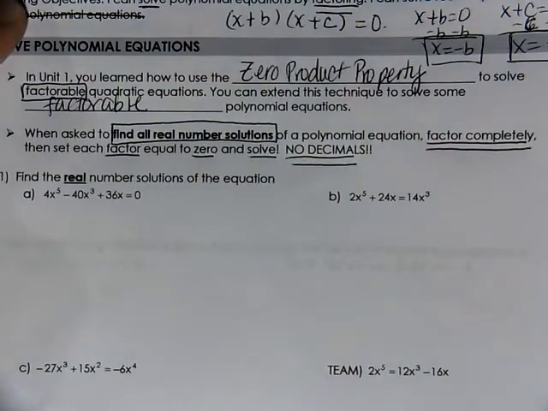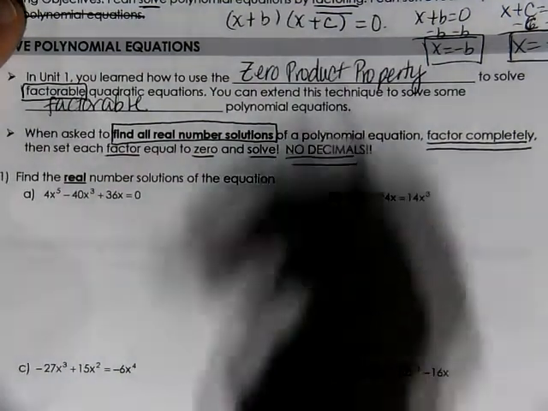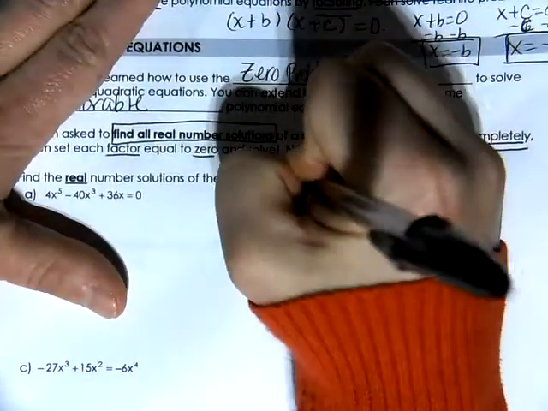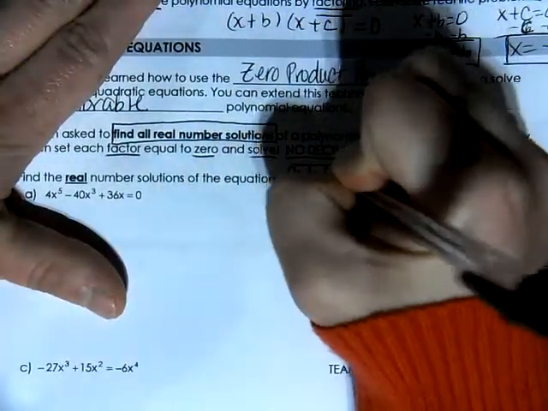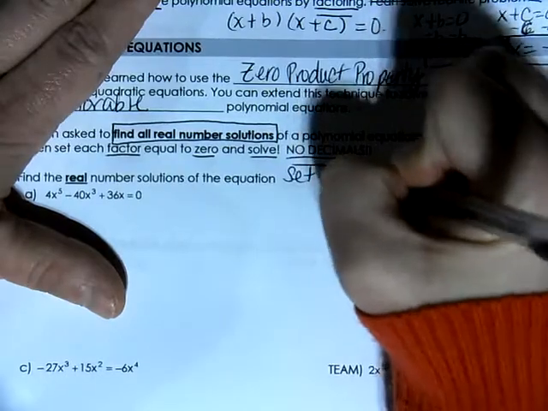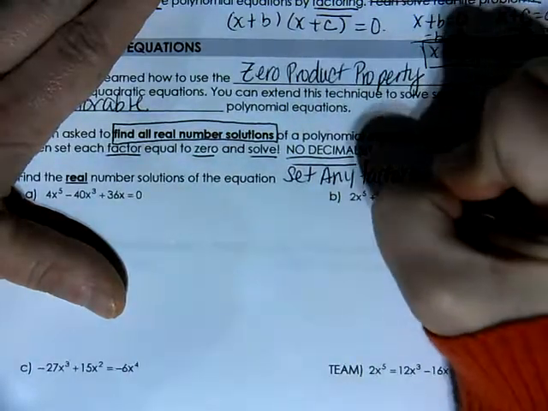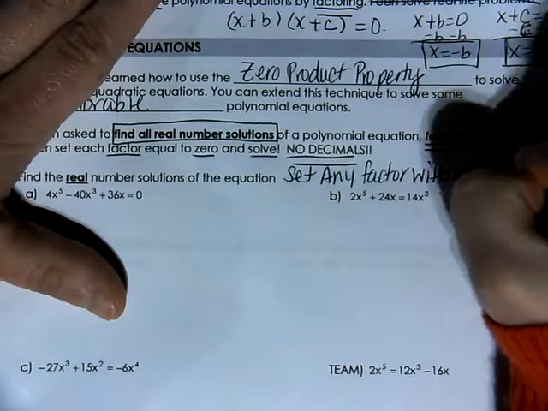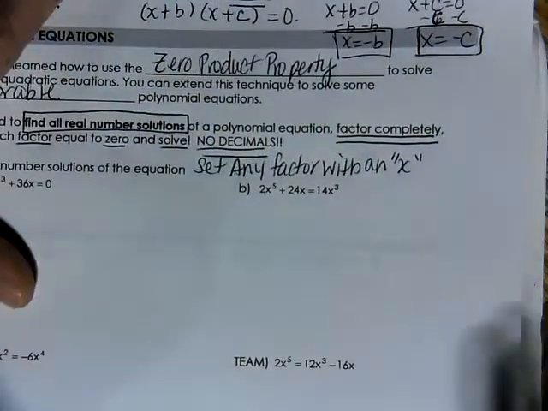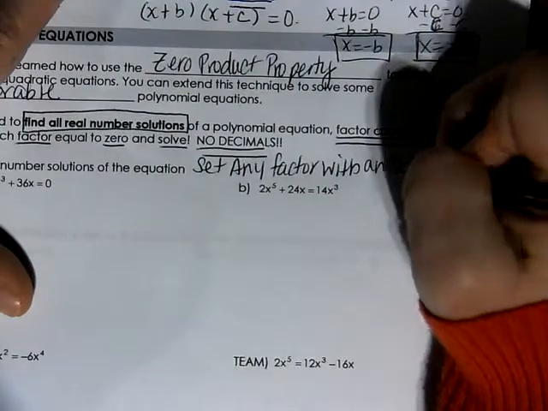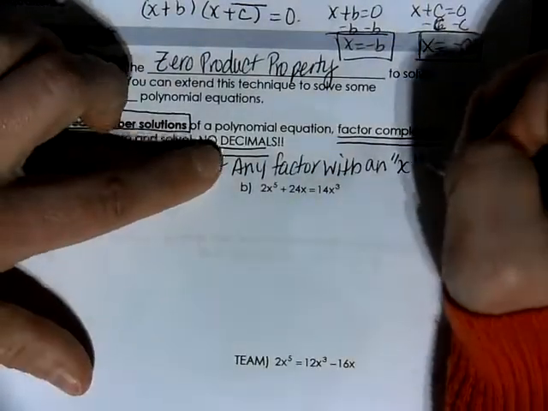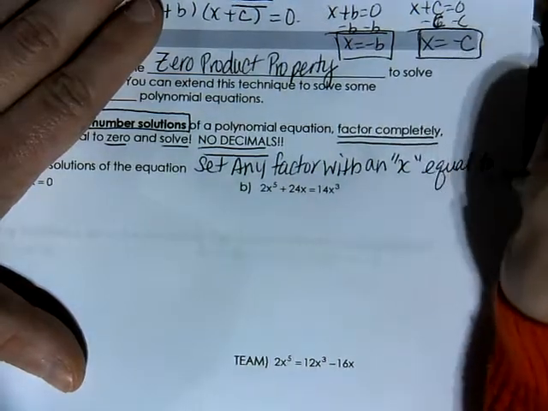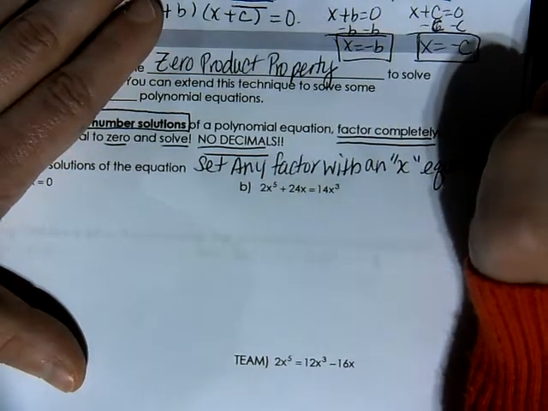And so I want to remind you that if we're factoring out a greatest common factor, there might be a variable attached to it. So I need you guys to know that you're going to set any factor with an x in it, so sometimes that x is not in a parentheses, any part containing an x or a variable, equal to 0. And you're going to solve for the zeros.